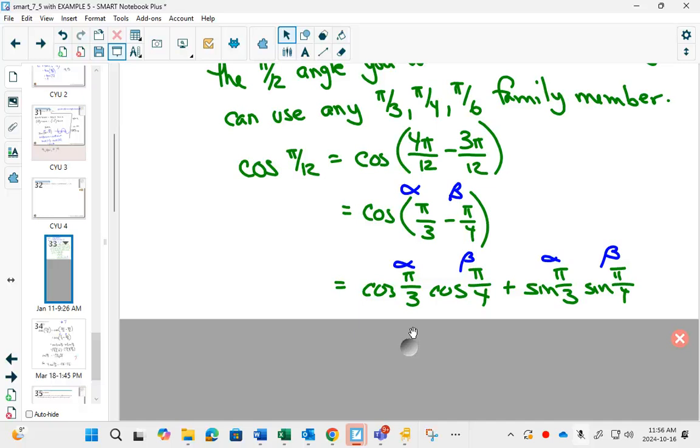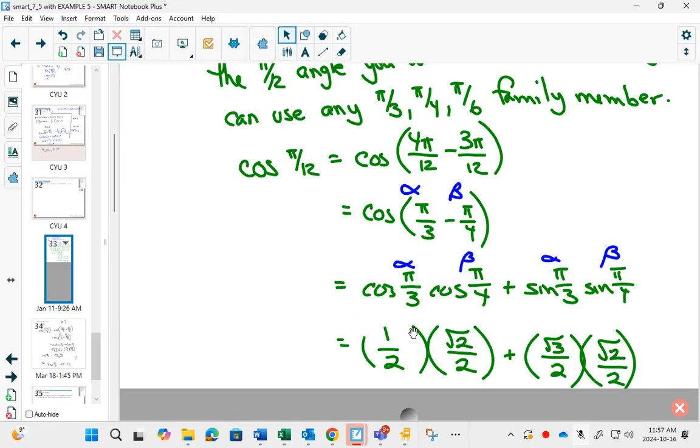And all of those are on your pi plate. Is cos of pi over 3 1/2 or root 3 over 2? Cos pi over 4? You have all these. Sine of pi over 3, is that one 1/2 or is that root 3 over 2? How did you do? Cos of pi over 3 is 1/2. Cos of pi over 4, root 2 over 2. Sine of pi over 3, root 3 over 2. And sine of pi over 4 is root 2 over 2.